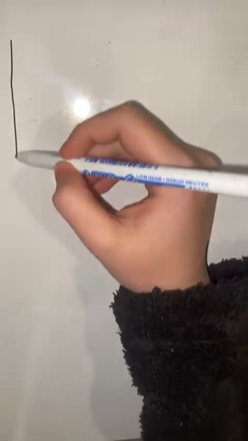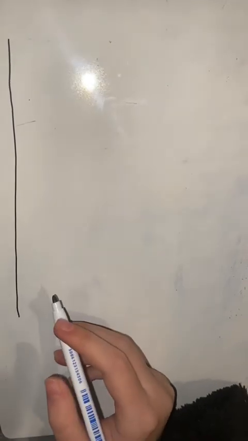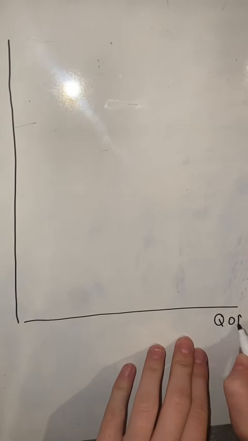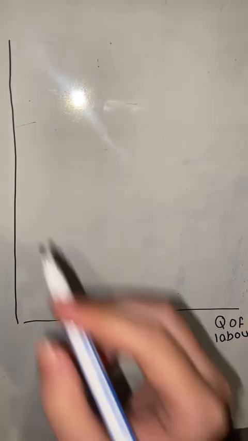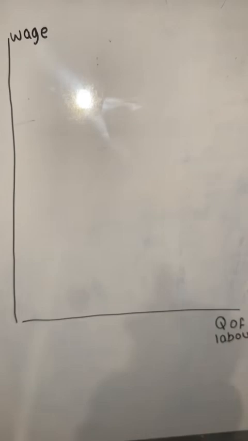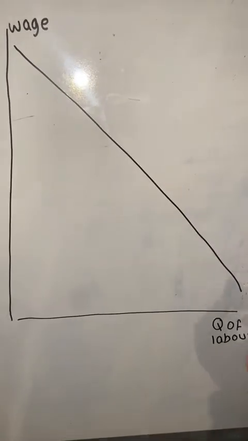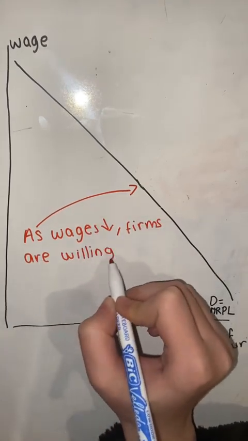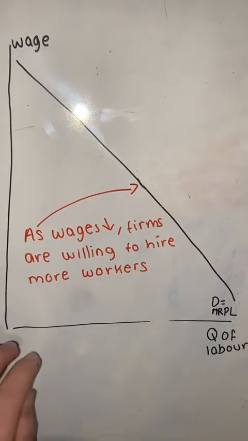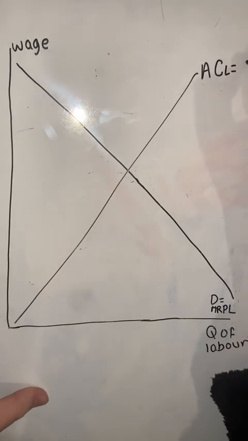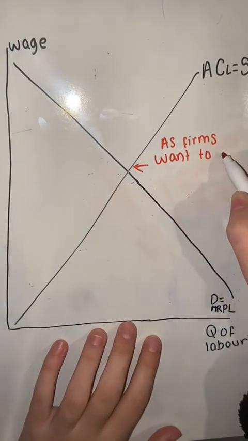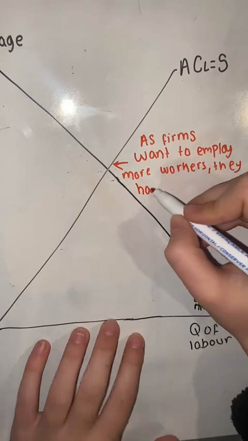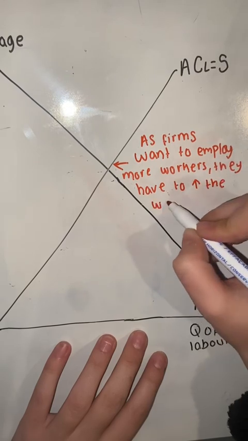Okay, so finally we're getting to draw the graph. So first of all, you're going to label your X and Y axes. On the Y-axis, you have your wage, and on the X-axis, you have your quantity of labour. First of all, we're going to start by drawing demand, which is your MRPL. It's downward sloping because as wages decrease, firms are willing to hire more workers. So now we're going to draw our average cost of labour. It looks like this because as firms employ more workers, they have to increase their wages. This is because if you're a firm and you want more workers, then it will be rational to increase wages to attract more workers.